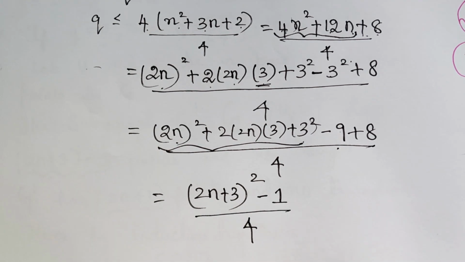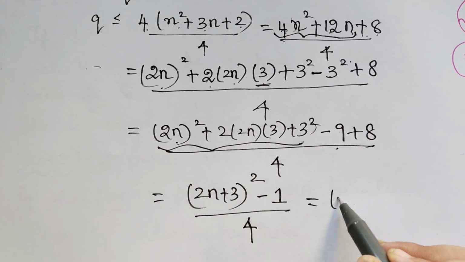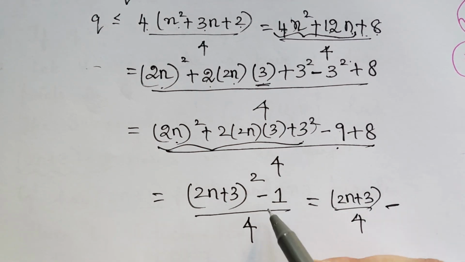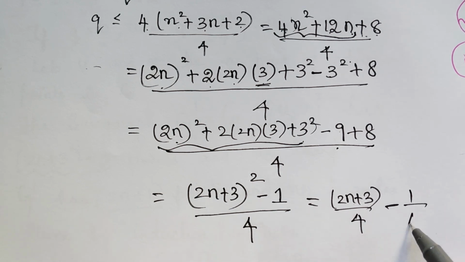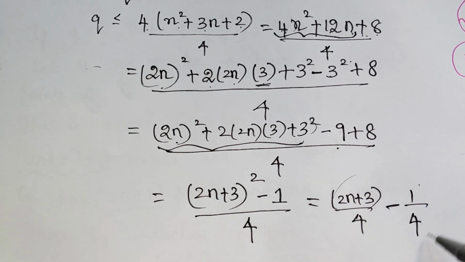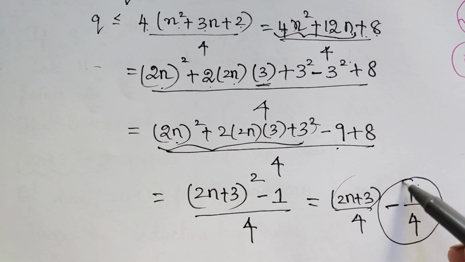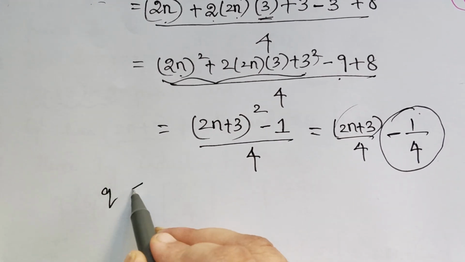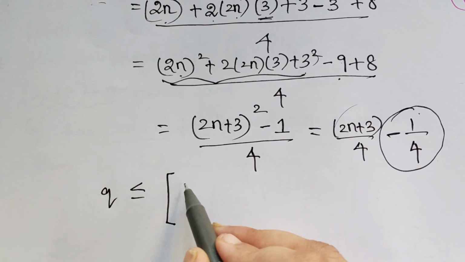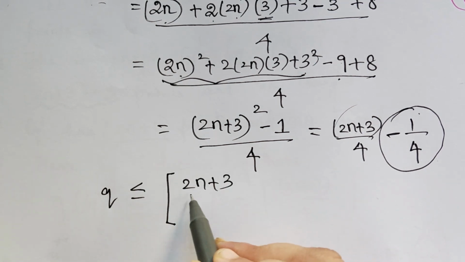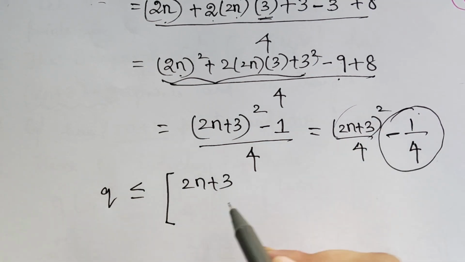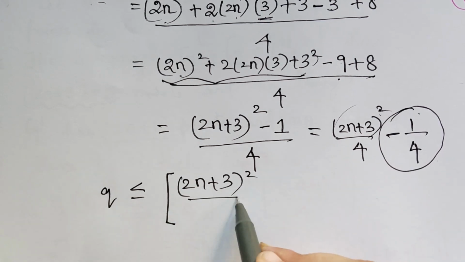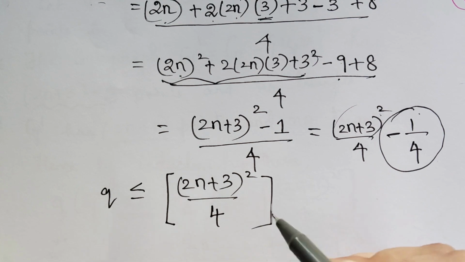Now we can divide the denominator. So this will be 2n plus 3 the whole square divided by 4 minus, separating the denominator, 1 by 4. But when we take the integral part of this, this fraction will be negligible. Because we are going to take the integral part, therefore q will be lesser than or equal to the integral part of 2n plus 3 the whole square divided by 4. Okay, I missed the square here. So we have brought it in that form.